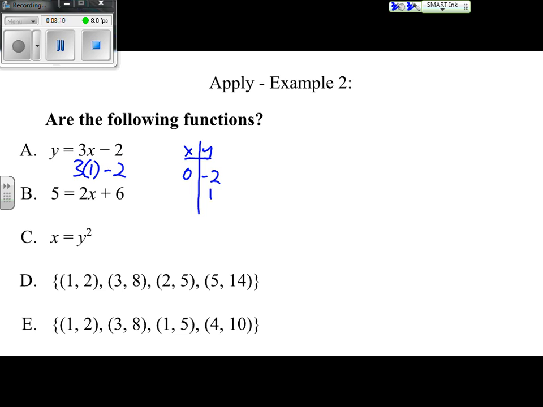So I would have an input of 1 and an output of 1. I could plug in 2, and I would have 3 times 2, which is 6, minus 2, which is 4. I could plug in a 3.